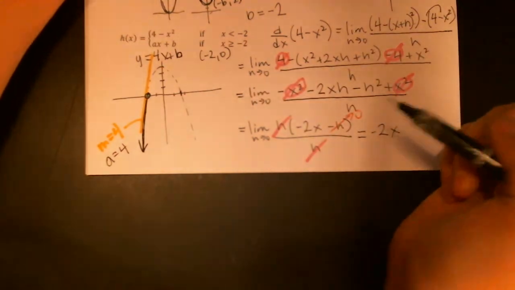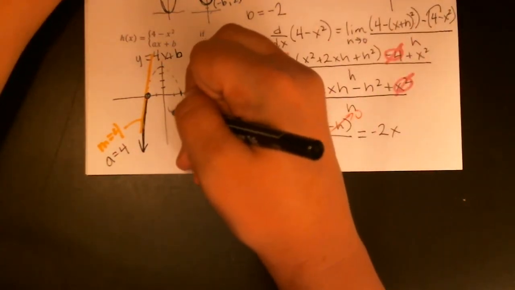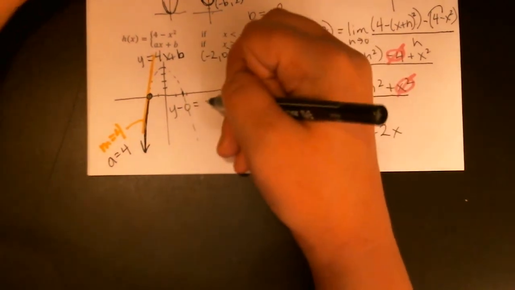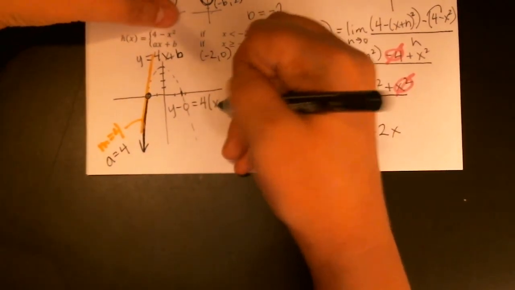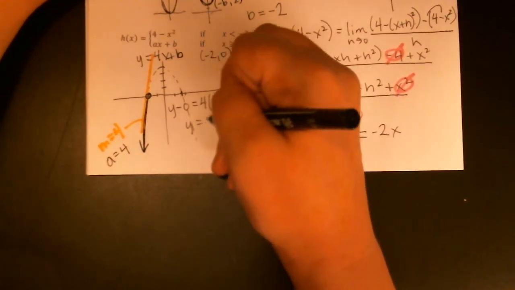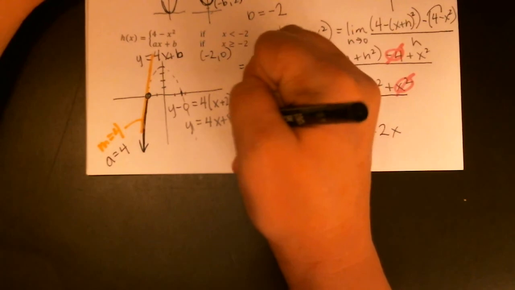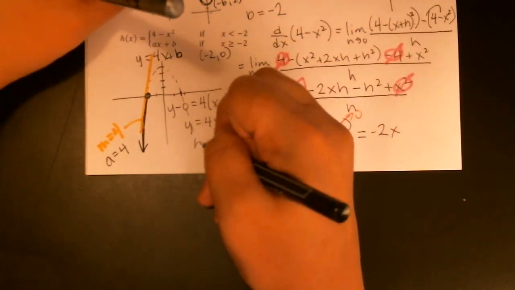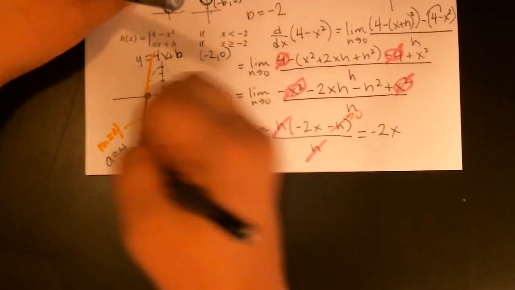I can do it either way. If we want to use point-slope form, if I can remember the names of these things, it's actually pretty easy. I get y minus 0 equals m, which is 4, times x minus negative 2, which is x plus 2. So y has to equal 4x plus 8, which means my b has to equal 8.